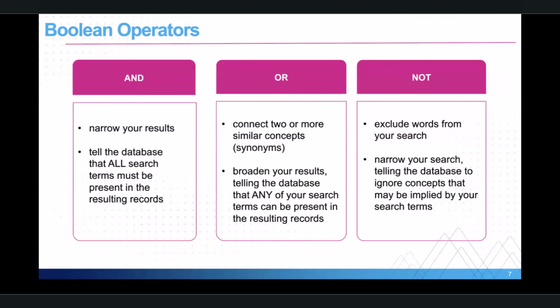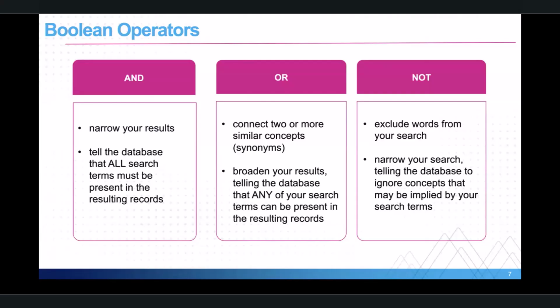You can think about maybe the UK variants. It's usually unlikely that things are misspelled, but if the word is difficult to spell, sometimes including a misspelled word could be helpful in retrieving more articles. It broadens the results, telling the database that any of the search terms can be present.